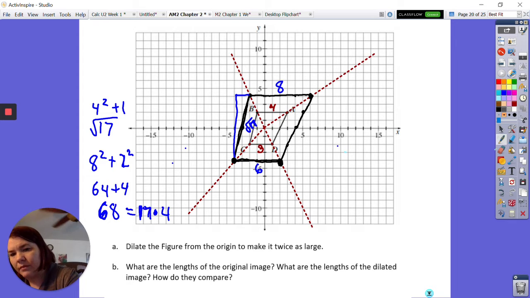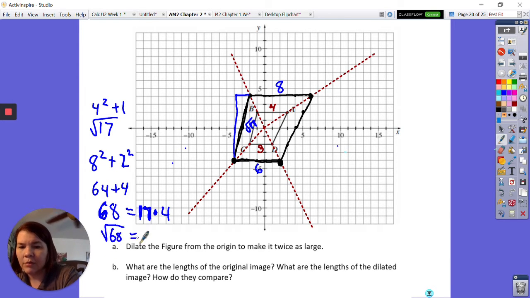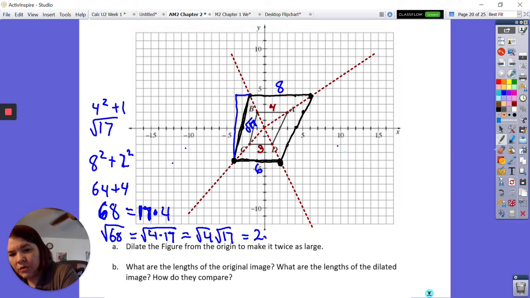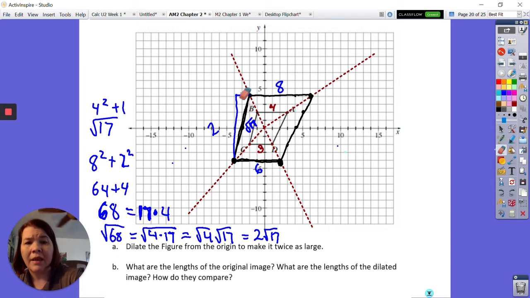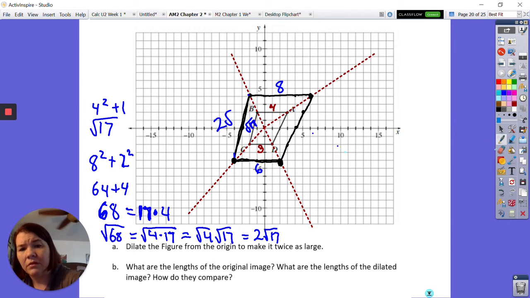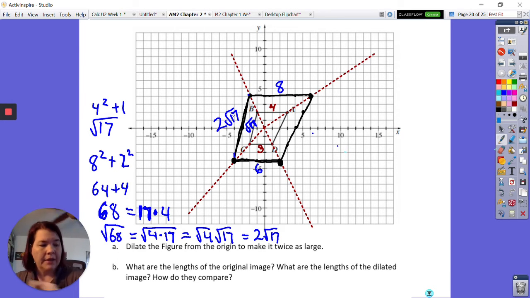Okay, so the square root of 68 is equal to the square root of 4 times the square root of 17, which is the square root of 4 times the square root of 17, or 2 square roots of 17. Now, I don't know how much you've done with simplest radical form. It is really something that I am supposed to show you how to do in this class. So if you've never seen that before, take it for what it's worth. If you have, great. If you've never seen it before, I'll prove it another way.